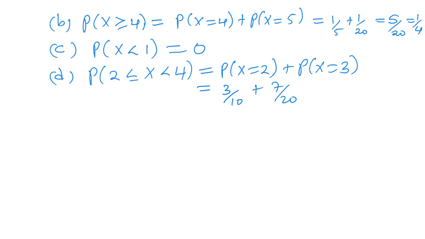Okay, so what do you end up with? This is 6 and 7 is 13 out of 20. That's the probability that 2 is less than or equal to X less than or equal to 4. So we have solved the problem, ladies and gentlemen. What facts are we emphasizing in solving these problems?